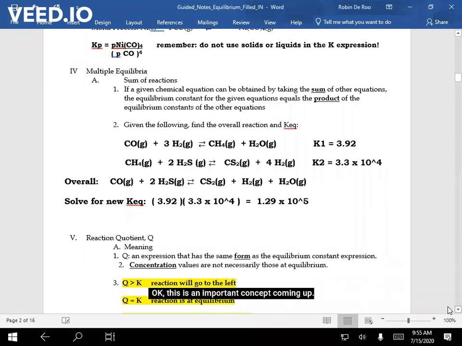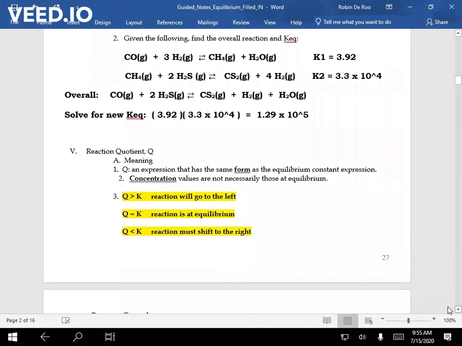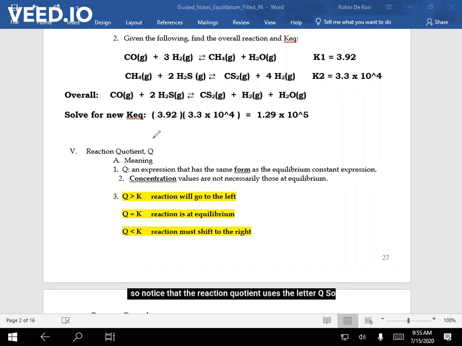Okay, this is an important concept coming up. This is called reaction quotient. Notice that the reaction quotient uses the letter Q. So Q is an expression that has the same form as the equilibrium constant expression. However, the concentration values are not necessarily those at equilibrium. So this is what you're going to want to know and memorize.